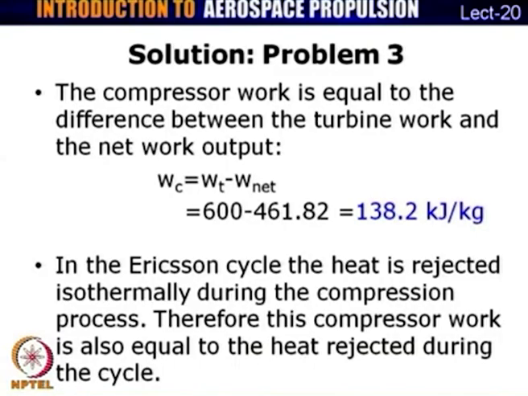So, in an Ericsson cycle, as we have seen, heat is rejected isothermally during the compression process, and this compressor work that we have calculated, 138.2, will also be equal to the heat rejected during the Ericsson cycle. So, heat is added during the expansion process, therefore heat added was equal to the turbine work, and heat rejection is during the compression process, and therefore this is also equal to the heat rejected during this particular cycle.